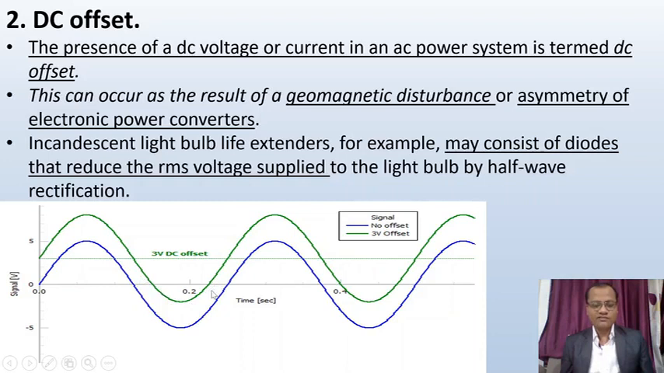negative half cycle you can see. So for positive half cycle it may get a voltage more than required, but in negative half cycle the voltage is reduced, and that will be the effect due to the DC offset.